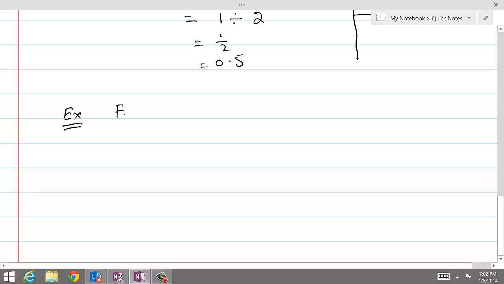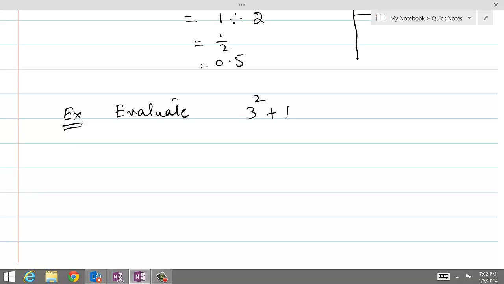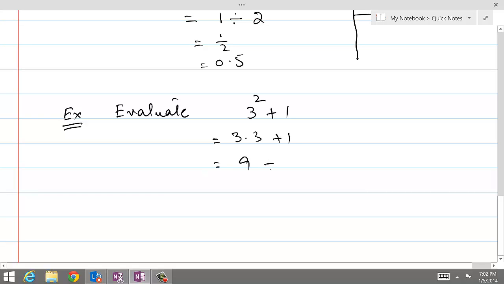Evaluate 3 power 2 plus 1. If you look at the word BADMAS, brackets come first and then comes the exponent. As there is no bracket, the exponent must be calculated first. 3 power 2 means 3 times 3, plus 1, that is 9 plus 1.